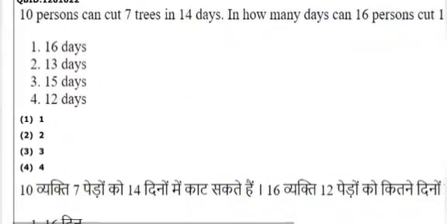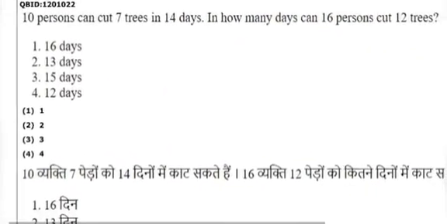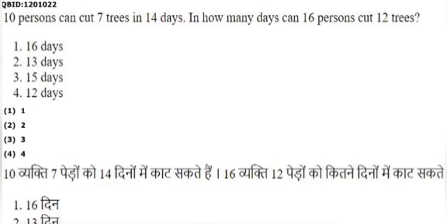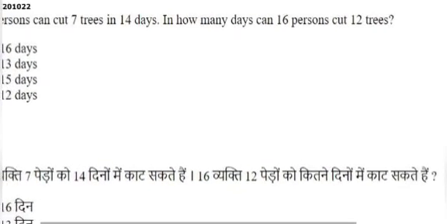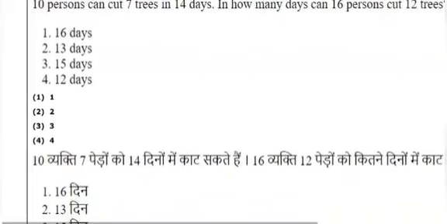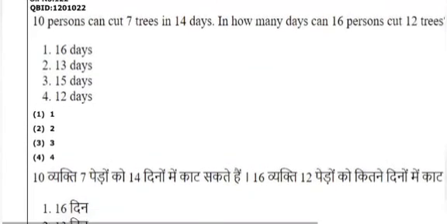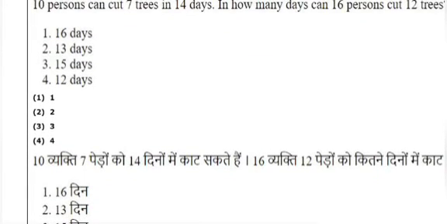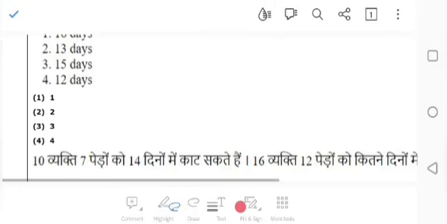Next, 22. 10 persons can cut 7 trees in 14 days. In how many days can 16 persons cut 12 trees? 16 days, 13 days, 15 days, 12 days. For 22, it will be number C, 15 days.